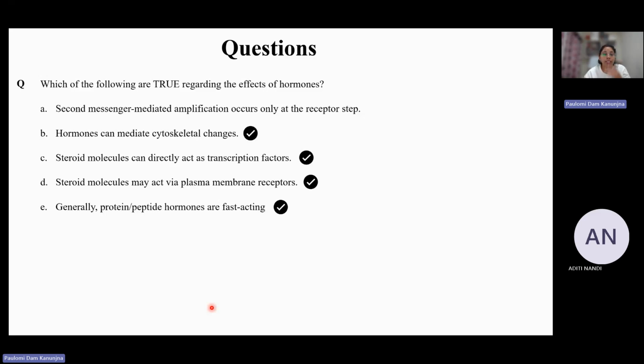So hormones do mediate cytoskeletal changes. We have discussed this. When receptor proteins bind to the hormone, they also act outside the cell on the ECM proteins, right? You have steroid molecules that can act directly as transcription factors. That also we have seen already. Steroid molecules can also act via plasma membrane receptors. You can also have steroid molecules binding to the receptors on the plasma membrane. And lastly, protein or peptide hormones are fast acting because they are short lived, so they directly act with the receptor, while steroids are far more stable, so they move inside the cell and reach the nucleus. So that can take a longer time, right?